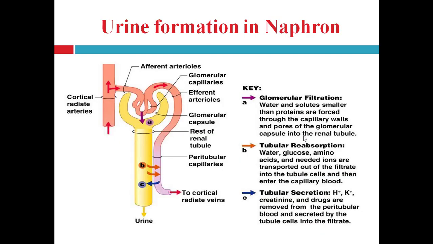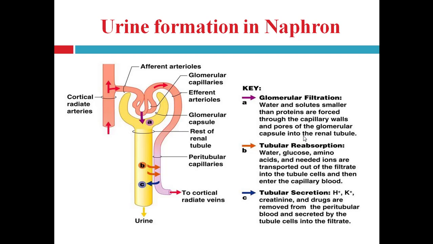So these are the three important steps in urine formation, and these steps help to understand the mechanism of action of different diuretics. First one is glomerular filtration, and that occurs in the glomerular capsule or Bowman capsule, and in this step water and smaller solute molecules get filtered, right, and enter into the tubule.